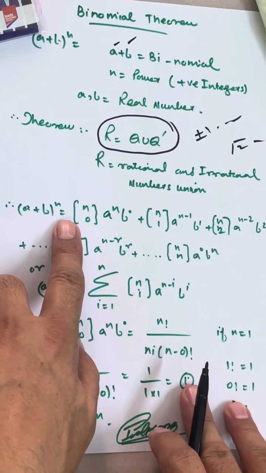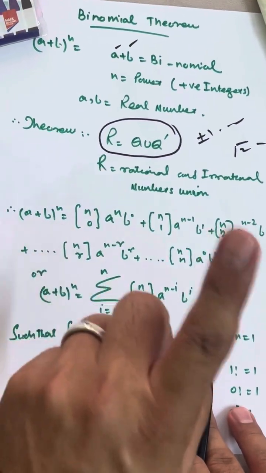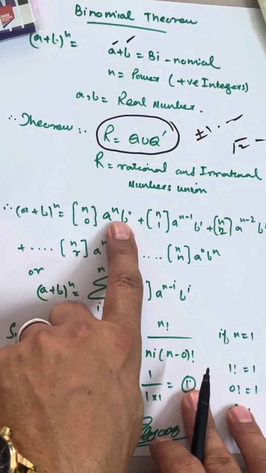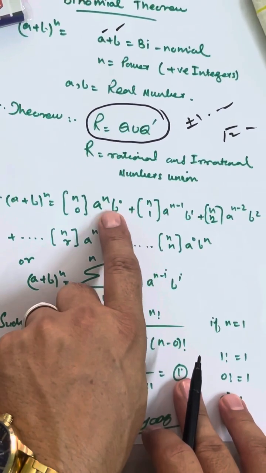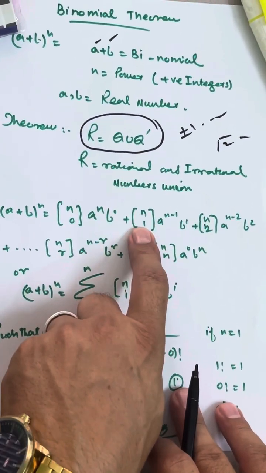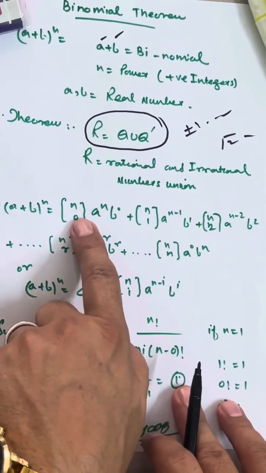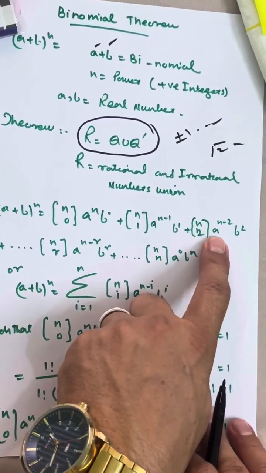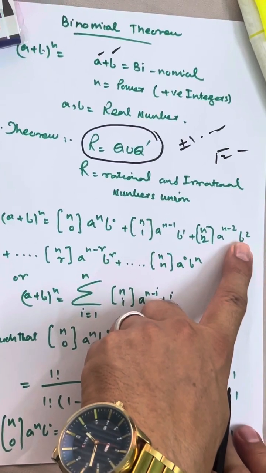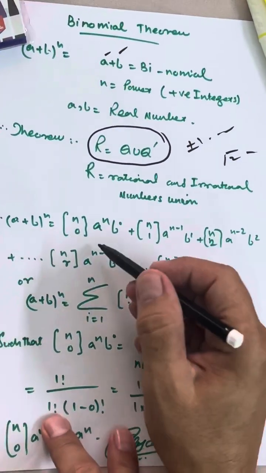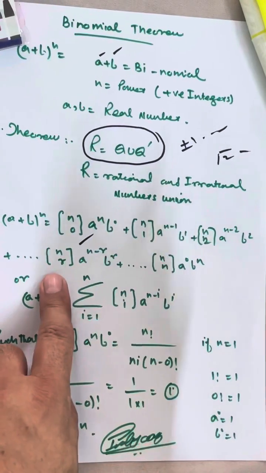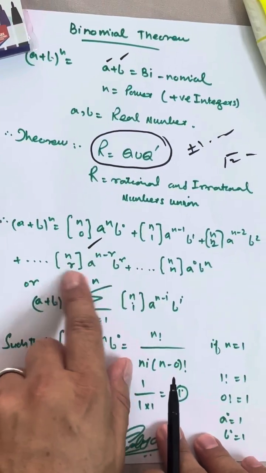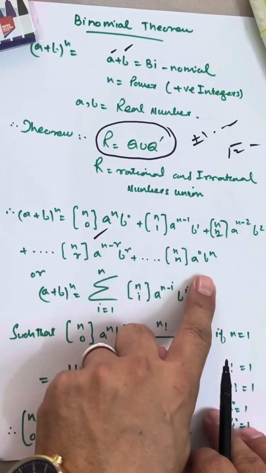So (a + b)^n is for real numbers, and this is the expansion: C(n,0) a^n b^0 here, a is to the power n. In the second term C(n,1), a is to the power n minus 1, a is decreasing and b is increasing, b^1. In the third term a is n minus 2, but b squared, b is increasing. Similarly, this is the general term. I have a video on finding the general term if you want to check it. This comes in exams almost always. And this is C(n,n) a^0 b^n.